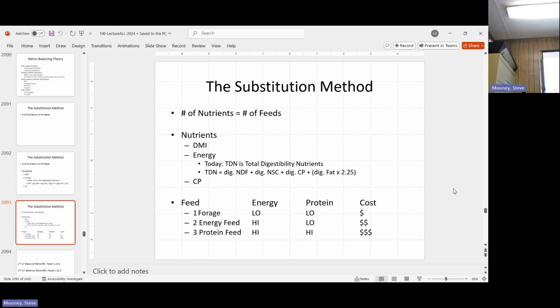The 3rd feed is a protein feed. It's high in protein as you'd expect, but all protein feeds are generally high in energy as well. And generally our protein feeds cost us the most, so we want to minimize their use, trying to be profitable, trying to be cost effective.